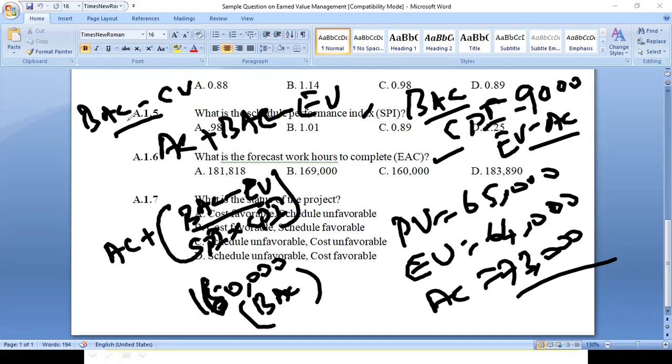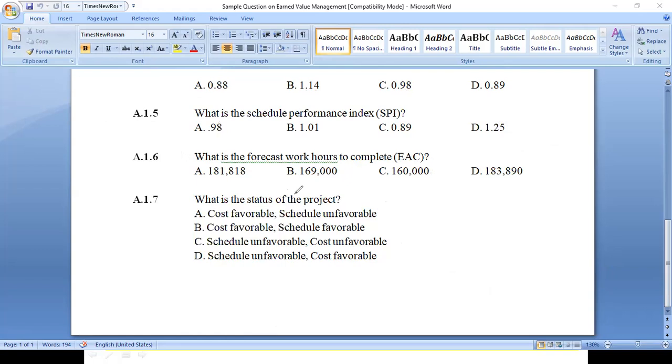So if you're going to use this formula, BAC will be what? 160,000. Minus, that was minus 9,000. So 169,000, B. Is it clear for everyone? This will be the answer.